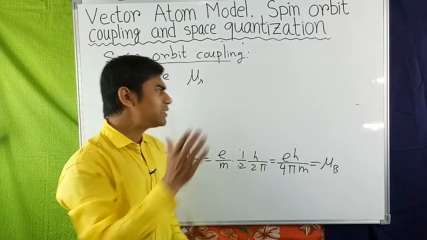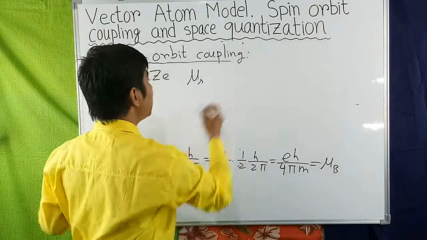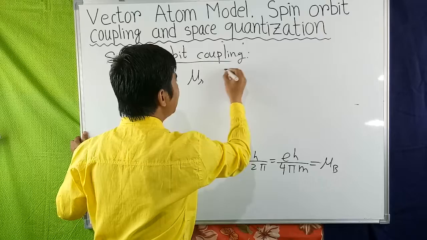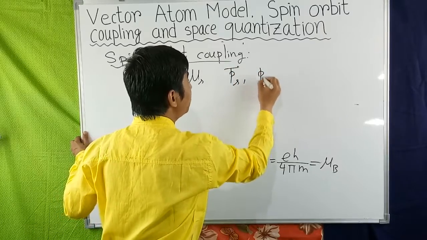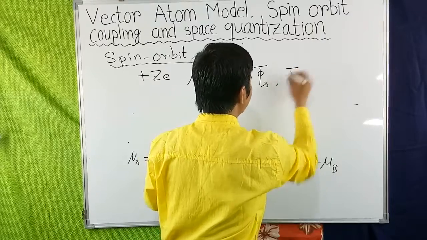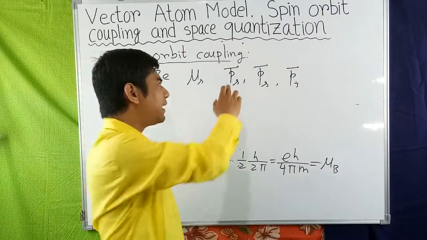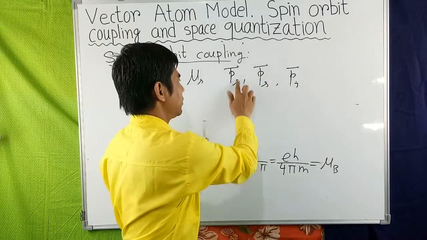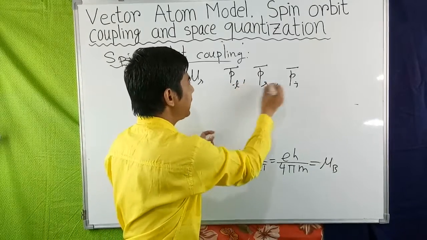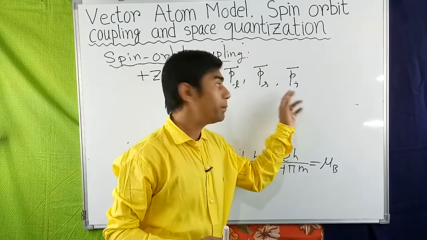Due to this interaction, that is spin orbit coupling, both PL and PS will precess around the direction of PJ. Due to this spin orbit coupling, the PL vector and PS vector will precess around the direction of the PJ vector.